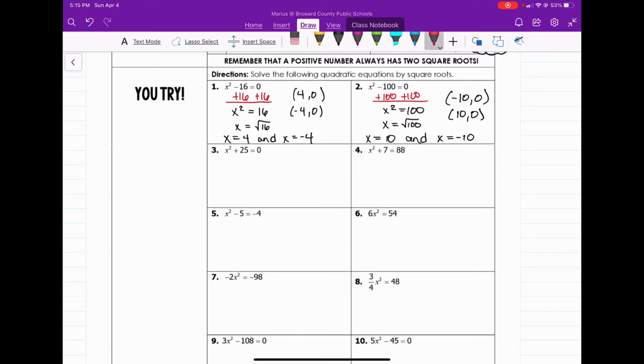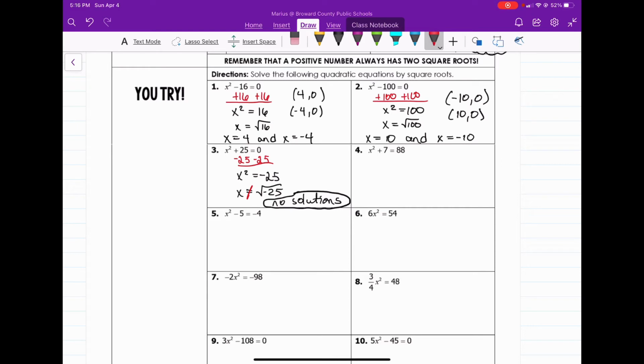All right, number 3. We would subtract 25 from both sides here to isolate the x squared term, and we would end up with x squared equals negative 25. Now if we take the square root of both sides, we're going to get x equals the square root of negative 25. We cannot take the square root of a negative number, so there are no solutions here. No solutions, because you cannot take the square root of a negative number.